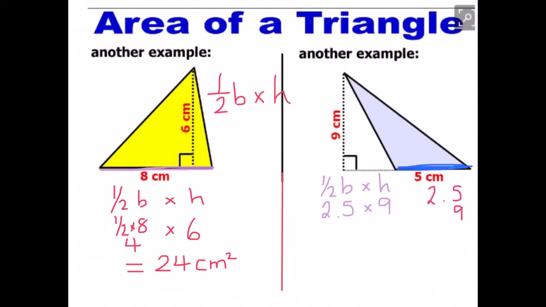2.5 multiplied by 9. 9 times 5 is 45, 5 down, 4 over, decimal points all on a line. 9 times 2 is 18, plus your 4 is 22. So my answer and my area of the second triangle is 22.5 centimeters squared.